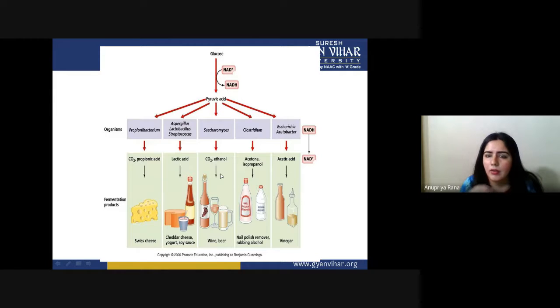Saccharomyces is specifically for carbon dioxide and ethanol, so they are going to make wine and beer. Clostridium makes acetone and isopropanol, which are held in nail polish remover, rubbing alcohol, lab alcohol that can be used. Escherichia and Acetobacter are for acetic acid production, making healthy vinegar.